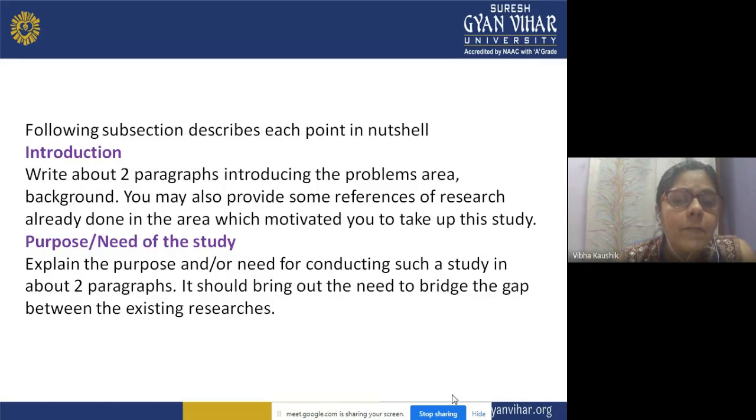Explain the purpose or need of conducting that particular research, such a study, in about two paragraphs. You have to write the purpose or need of the study in two paragraphs. It should bring out the need to bridge the gap between the existing researches. You have gone through different researches which have been done earlier, but your research should work as a bridge between the researches which have already been done.